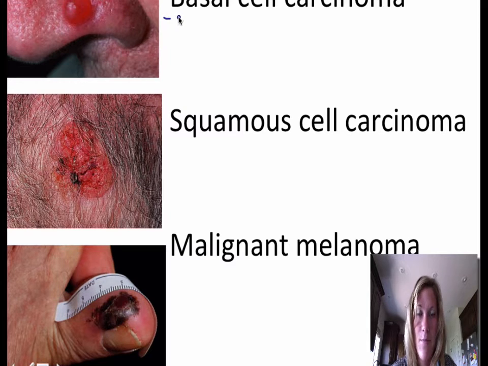So we have sun exposure. I'm not going to write that again. Let's see, it's the most common, and then it's going to arise from stratum basal.